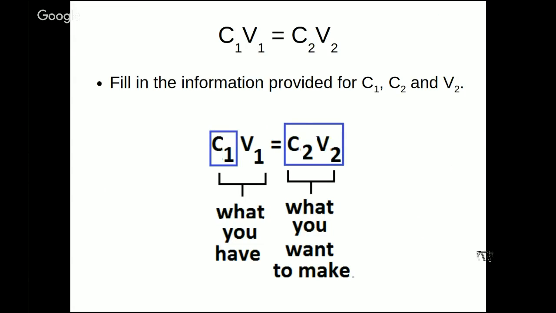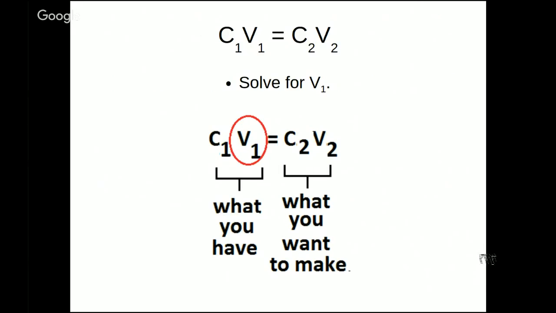Now in our class, you will always be provided with the concentration of the stock, the concentration you want to make, and the volume that you want to make. However, V1 will be left blank. That's your unknown variable. But algebraically, if you can fill in 3 of these variables, you can solve for the 4th. So you're going to be solving for V1.